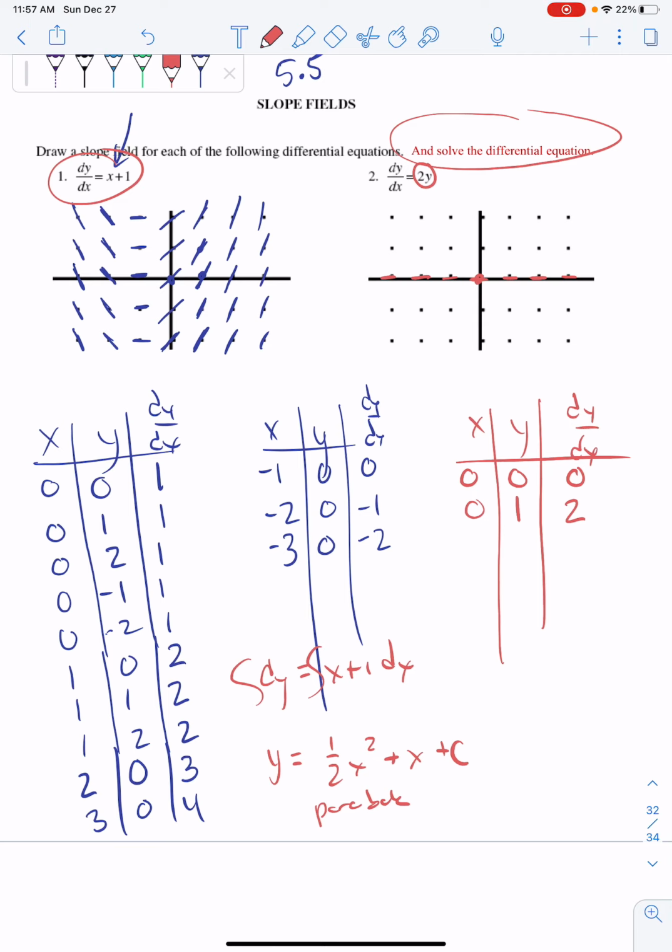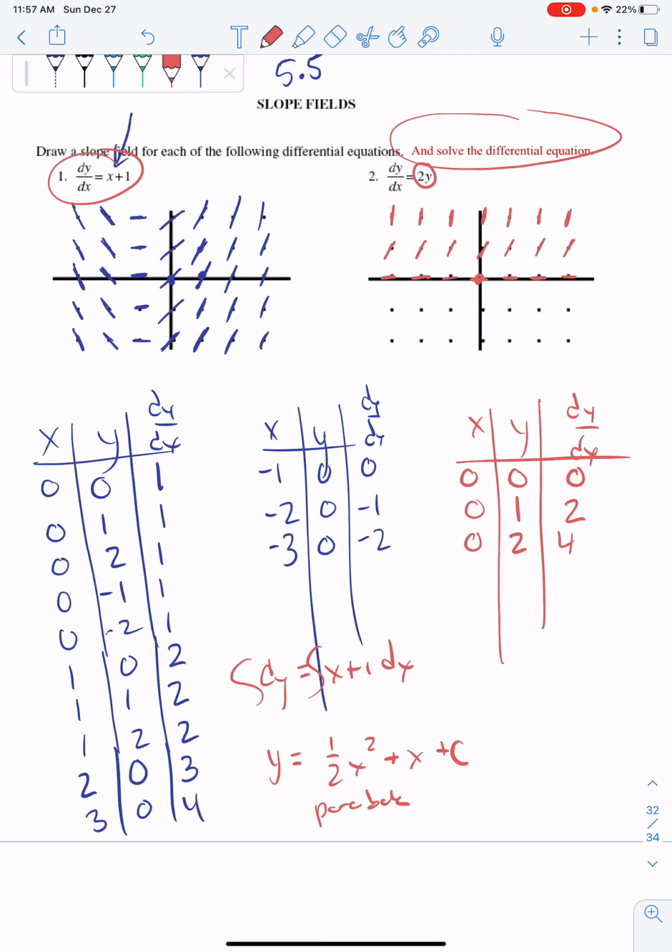So to do that one, let's see. We're right about here, right? So anytime my y value is 1, my slope is 2. Anytime my y is 2, my slope becomes 4. Wow, that's getting big really quick, right? So anytime my y value is 2, my slope is 4.